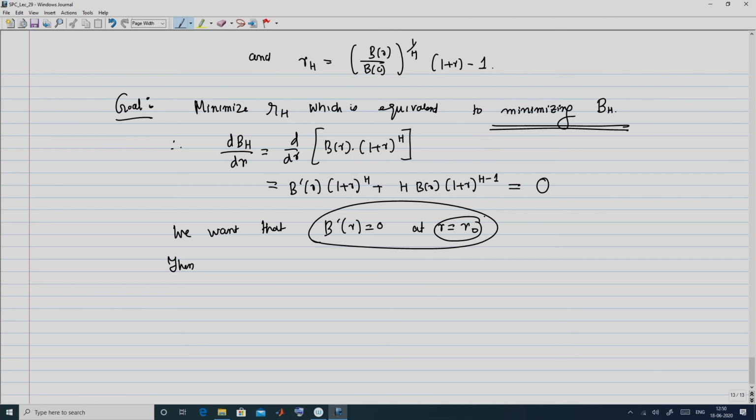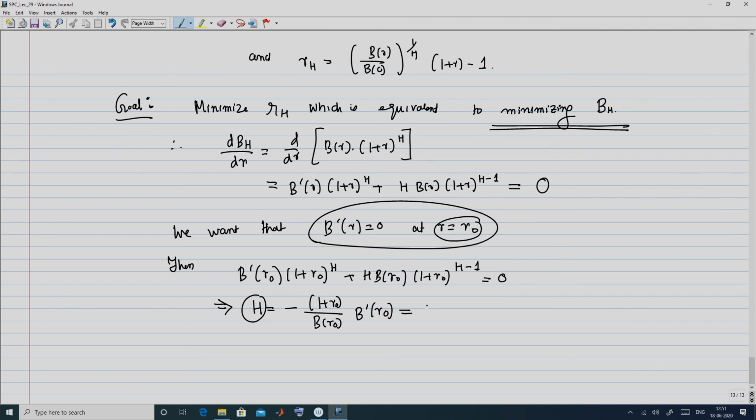Then if I substitute r equal to r naught, we get that B prime of r naught into (1 plus r naught) raised to h plus h into B of r naught into (1 plus r naught) raised to h minus 1 is going to be equal to 0, and upon solving we get h. So, we solve for h and we obtain that h is equal to minus (1 plus r naught) divided by B of r naught into B prime of r naught, which is nothing but the duration of the bond at the initial time when the interest rate was r naught. And hence, therefore, we have h is equal to D.